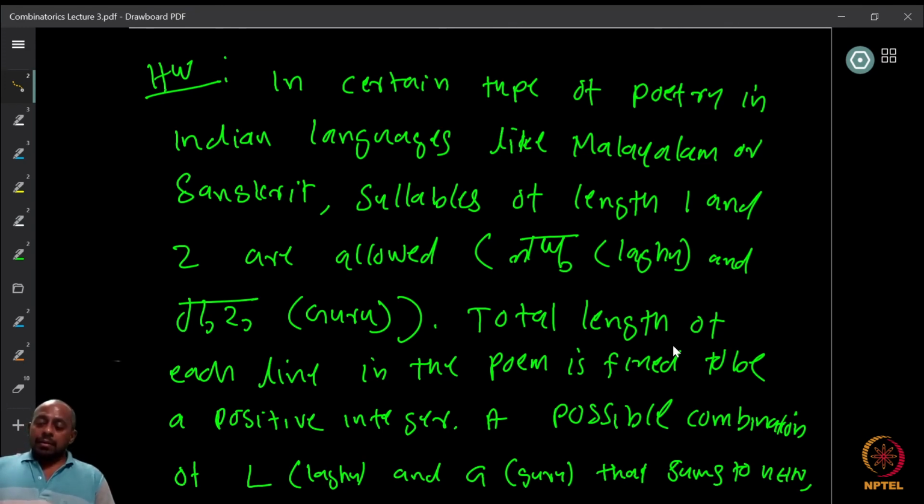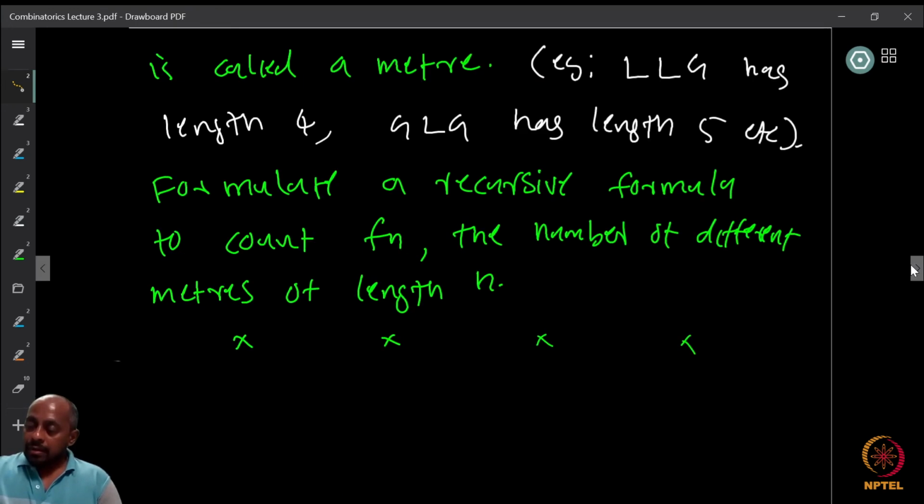So once the length of each line is predefined, we can decide a pattern. Once you decide a pattern, such a pattern is called a meter. For example, LLG is a meter with length 4, because L and L are 1 and 1, and G has 2. Guru has 2, Laghu has 1. So 1, 1, 2 has length 4. And GLG has length 5 because it is 2, 1, 2. Guru has length 2, then Laghu has 1, and again 2.